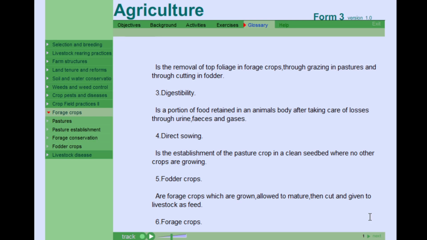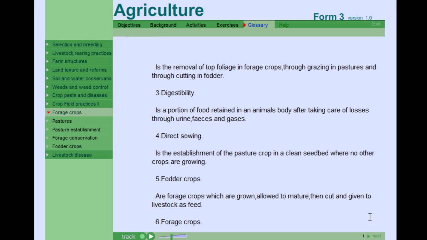Reseeding is a field management practice involving refilling of the gaps left where forage crops have died. Rotational grazing is the practice of allowing livestock to feed on a proportion of the pasture for a period of time until the pasture is down to the required level before they are moved to the next portion of pastures.